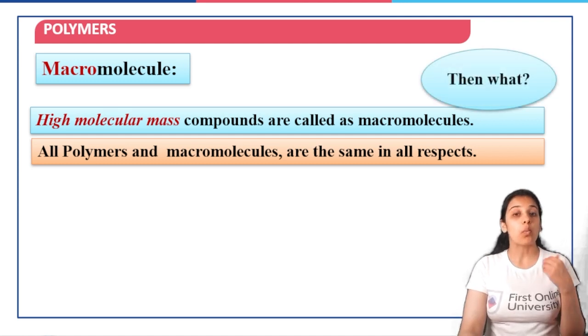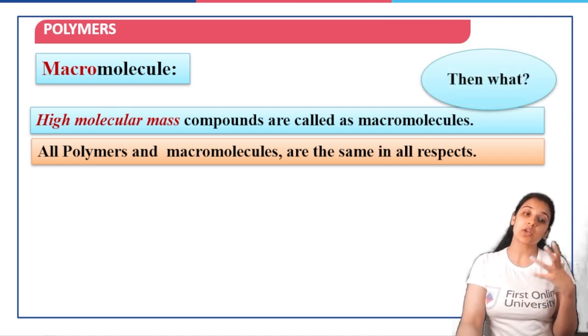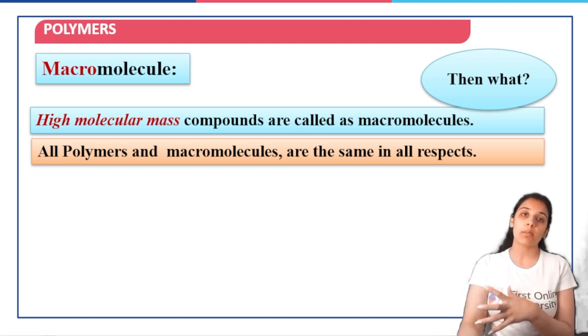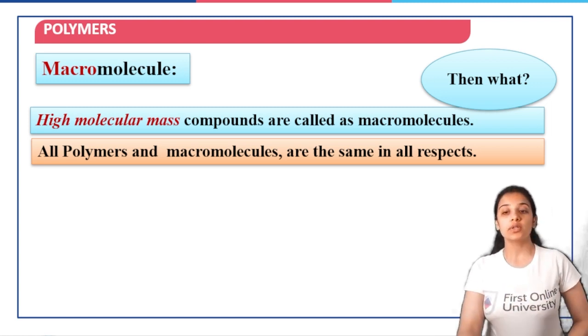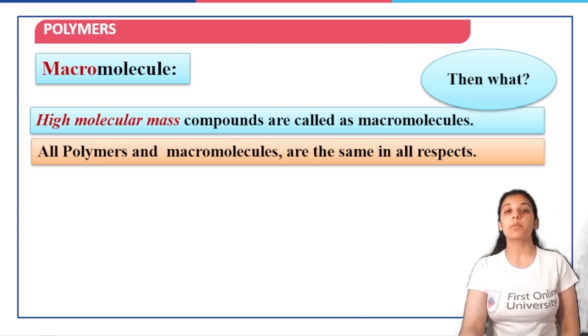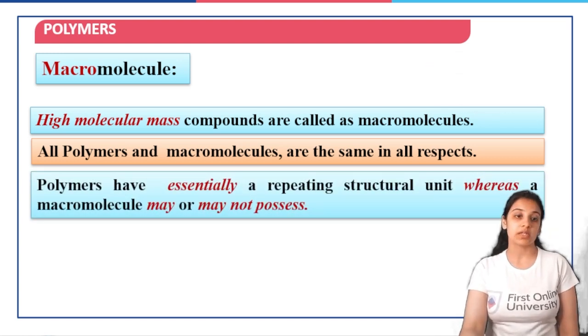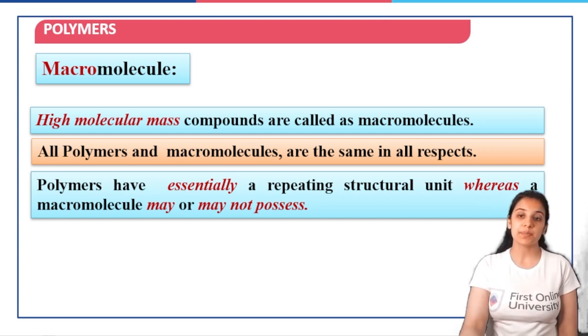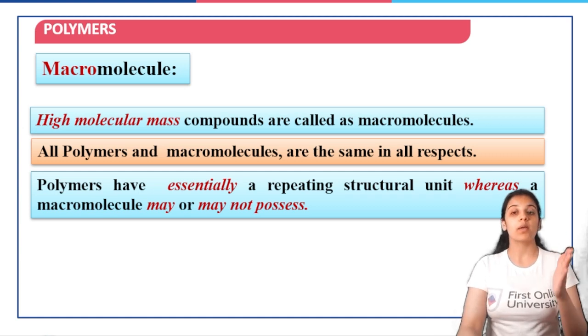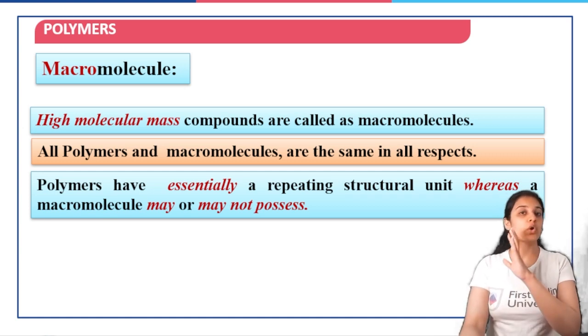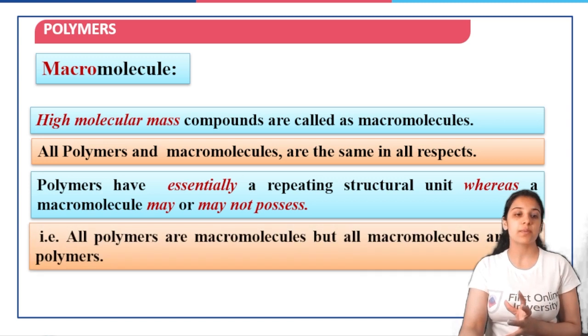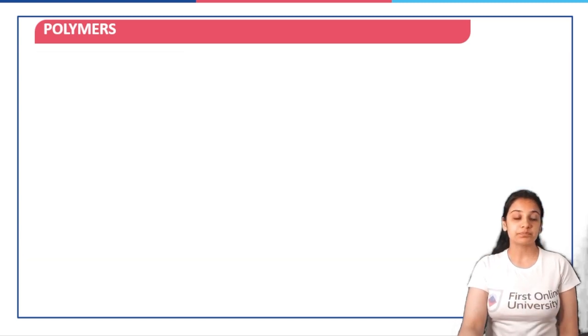See, then what is the case that can we say that all polymers are macromolecules and all macromolecules are polymers? No, that is not the case. Yes, we can say that polymers are macromolecules, but not all macromolecules are polymers. So polymers have essentially a repeating structural unit, whereas a macromolecule may or may not possess a repeating structural unit. So all polymers can be called macromolecules, but all macromolecules cannot be called polymers, right?